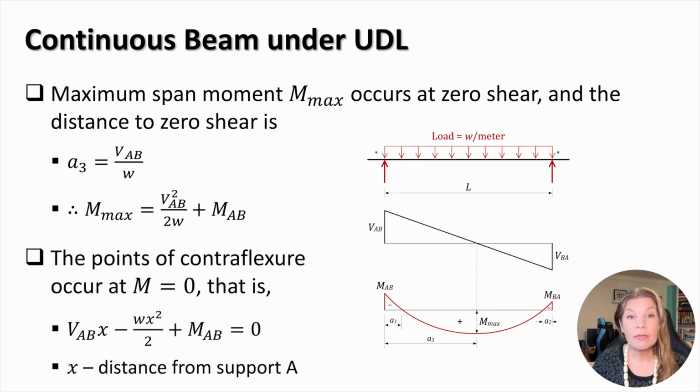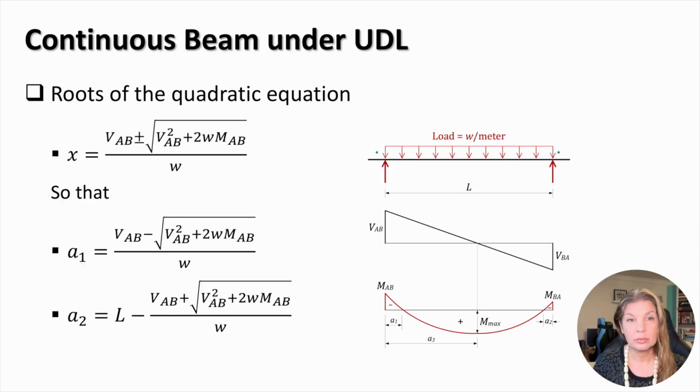The location of the points of contraflexure can be found by considering that at this point the bending moment equals 0. This leads to the following quadratic equation. The quadratic equation describing the points of contraflexure has two roots, describing the positions of the 2 points in the span AB. The expressions for the locations A1 and A2 of the points are given on this slide.